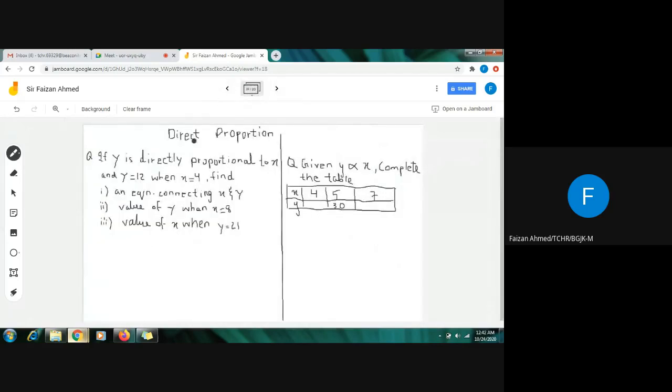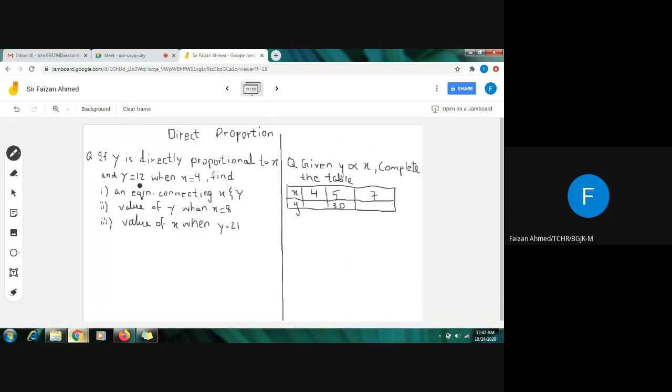So first of all, talking about the direct proportion: if y is directly proportional to x and y is equals to 12 and x is equals to 4, I have to make an equation connecting x and y. And in the second part, I have to find the value of y when x is equals to 8. And in the third part, I have to find the value of x when y is equals to 21.